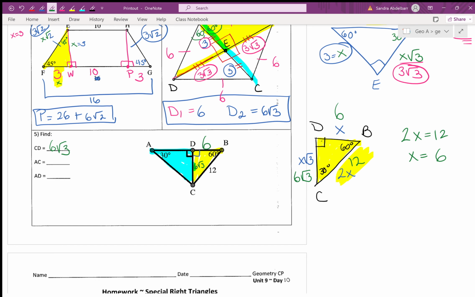Now we have our choices. Which triangle do you want to use to find AC? Whatever you guys want, that's what I'll use. Do we want to use the blue one or the big one? Blue one? Okay, thank you. Let's use the blue one.